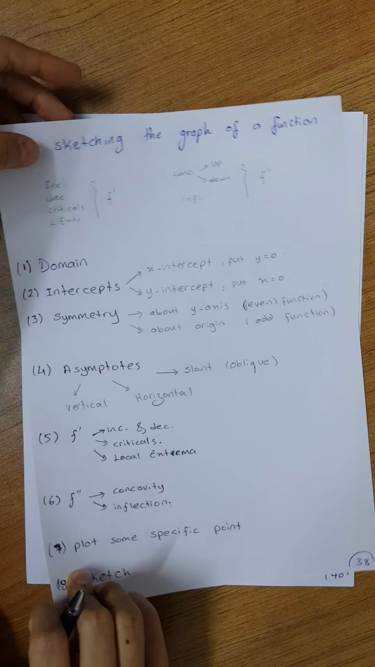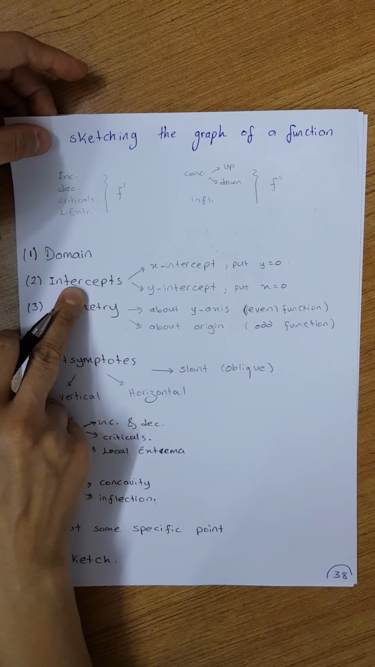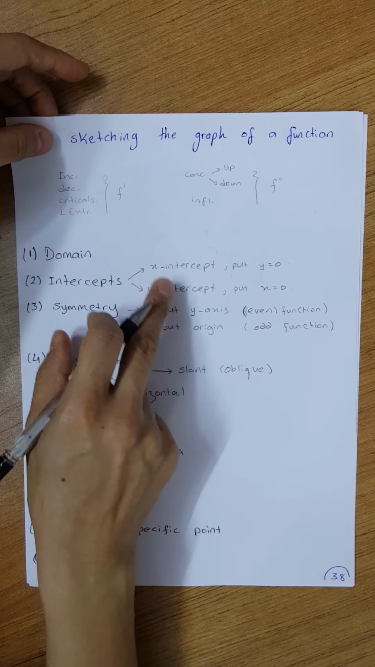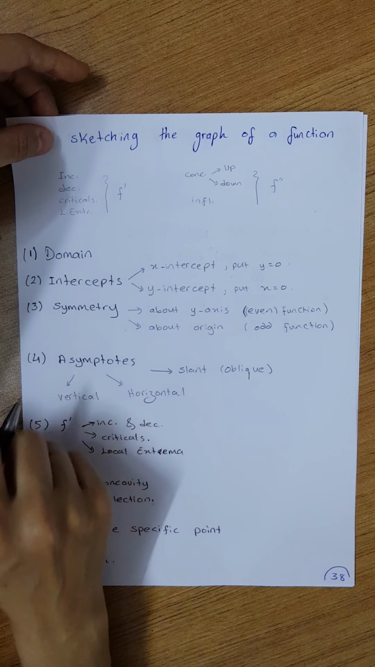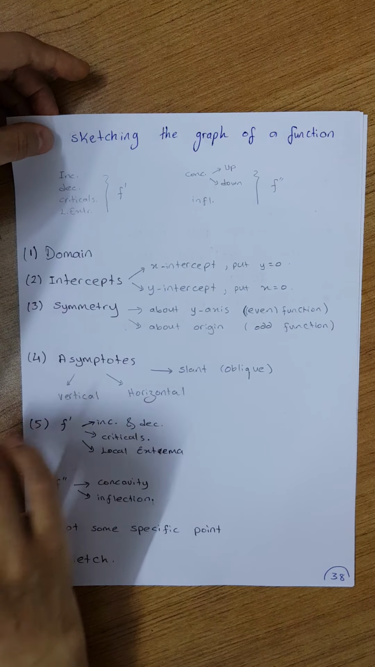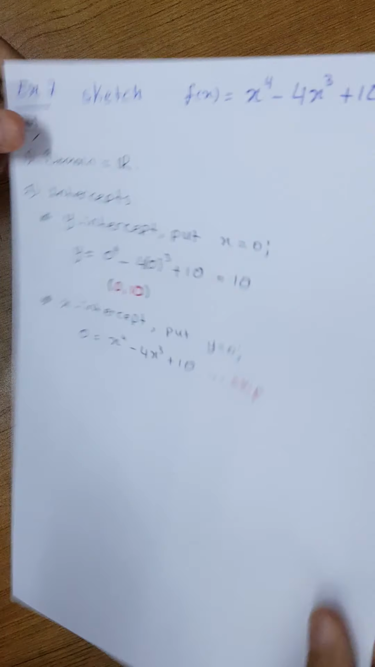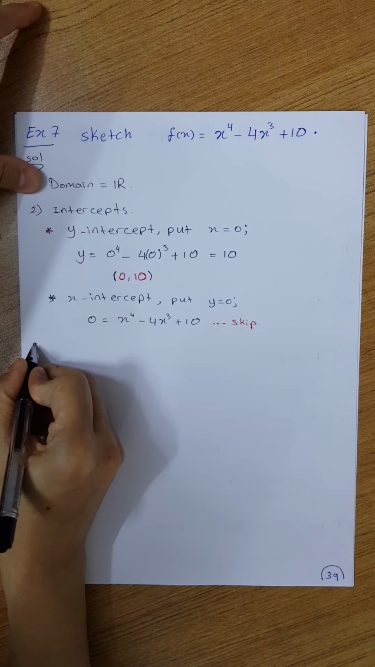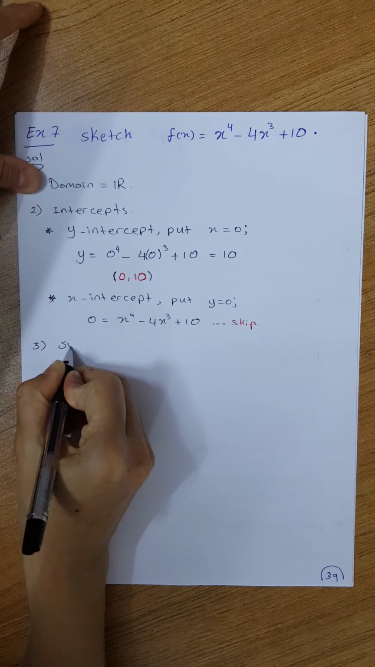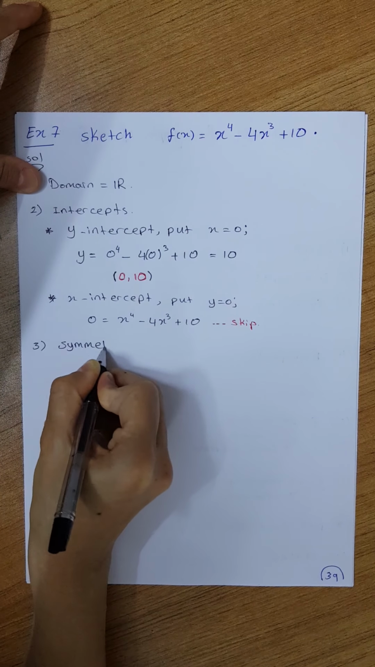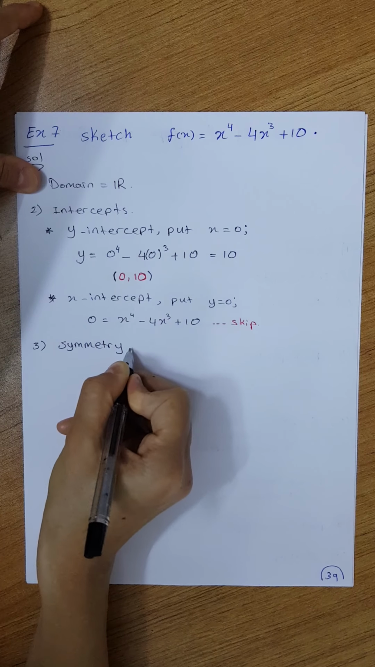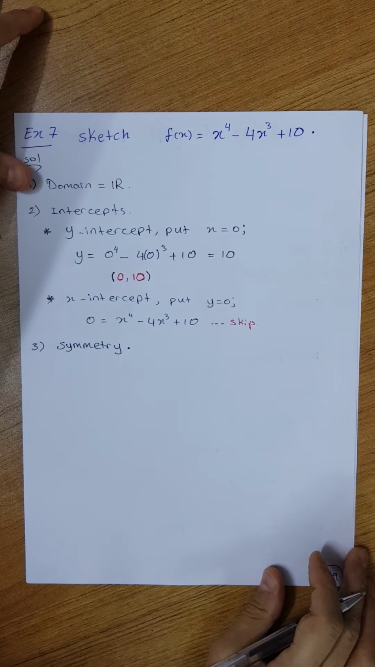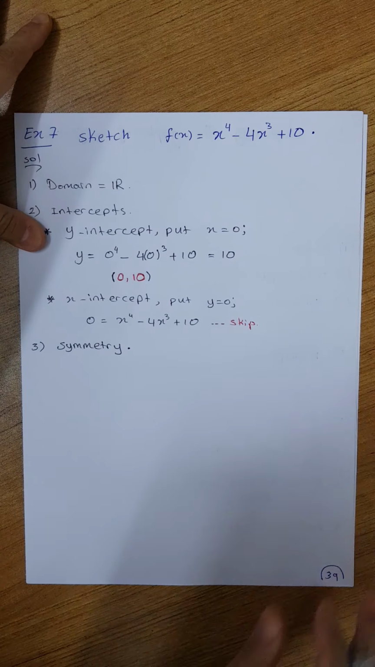What is required from us? We found the domain, we found the intercepts. Of course, we found the y-intercept and couldn't find the x-intercept because it's a little bit hard for you to find. We are coming to the symmetries. The third point, we have got symmetry. Let's see if the function has got symmetries or not.